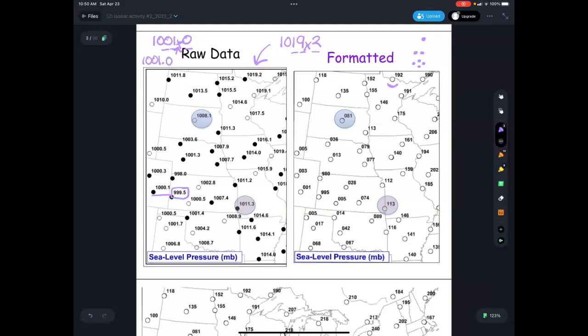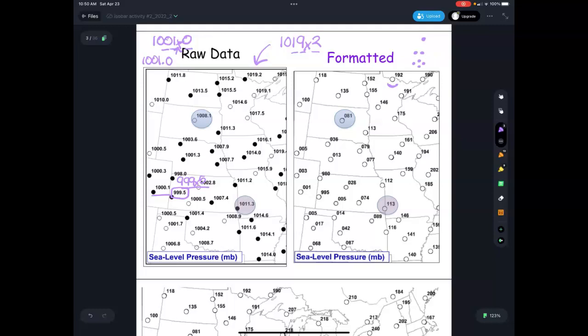Another thing to keep in mind is, what if it's under 1,000? What do we do if it's under 1,000? And so that's going to be a little different. You're going to write the 3 numbers and don't worry about the decimal. Oh, sorry, I made a mistake. They do take off the decimal. So let me back up here. 999.5, you take off the decimal, and you're going to write down 995.